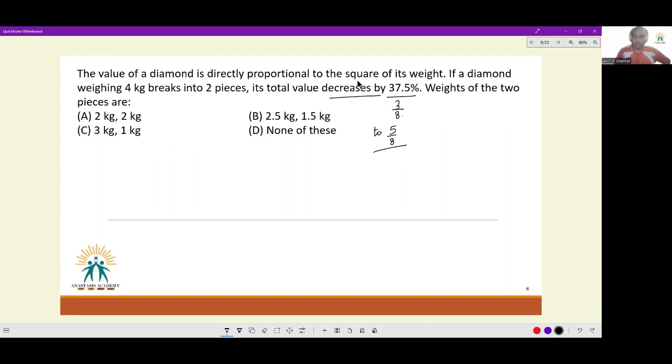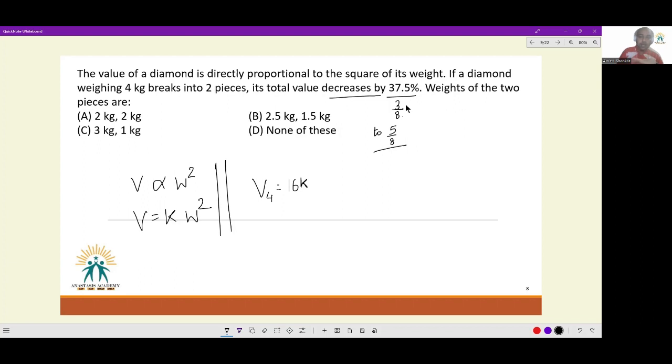The value of a diamond is directly proportional to the square of its weight. So value is directly proportional to weight square. Value is equal to k times weight square. This is the expression that we have. If a diamond weighing 4 kg breaks into 2 pieces, what would be the value of the diamond weighing 4 kgs? It would be 16k. Now it has broken into 2 pieces and its value decreases by 37.5%.